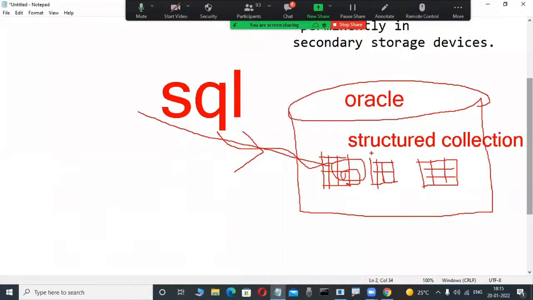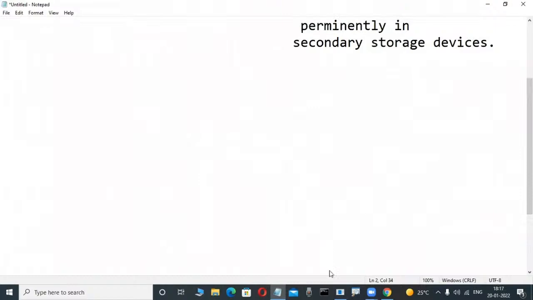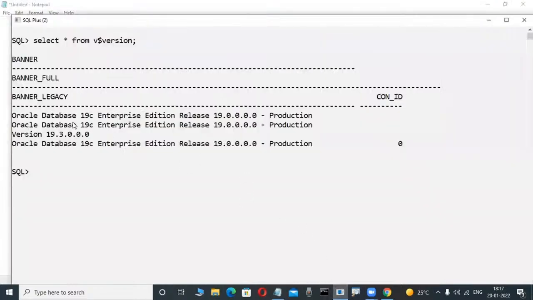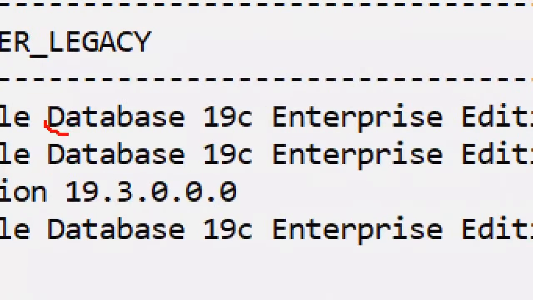Through that one, we operate on data in these types of databases. Now check it out, concentrate here. For example, don't worry, suppose this is an Oracle database.